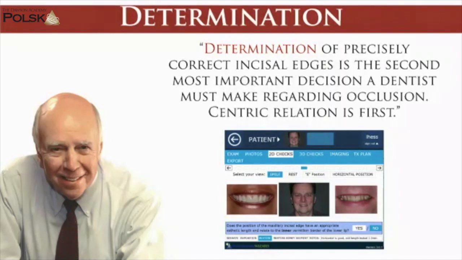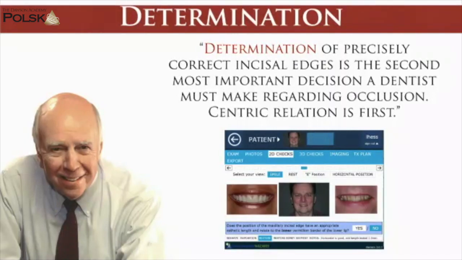So this three-step process of quality control was actually conceived by Dr. Peter Dawson some years ago. And so what he says is that determination of precisely correct incisal edges is the second most important decision a dentist must make regarding occlusion. Determination of centric relation is the first.